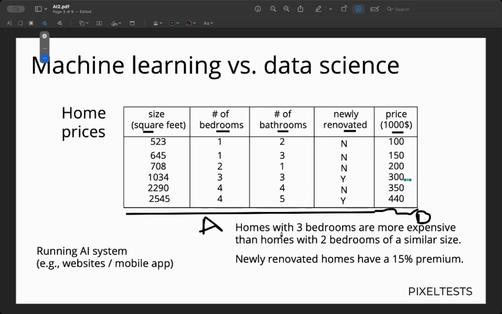Now let's say homes with 3 bedrooms are more expensive than homes with 2 bedrooms of similar size. Newly renovated homes have a 15% premium, which can be analyzed and which is not directly available. Right? So now, if you look at these differences, data science is basically that analysis, and machine learning is returning outputs based upon given inputs. Right? So let's try to look at this in a more clear example.